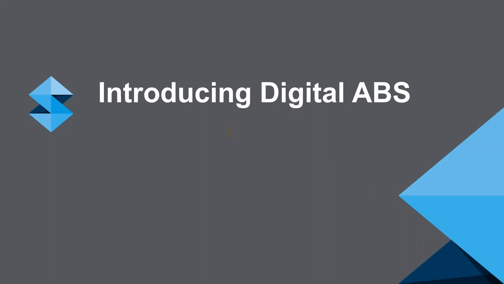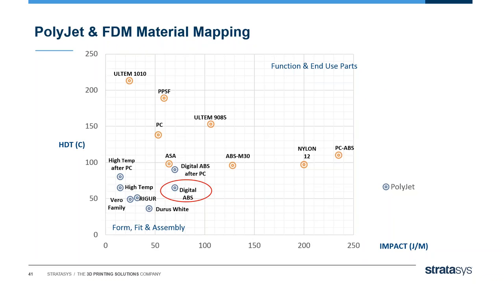Okay, then we're starting into our last section, talking about Digital ABS. Again, we're starting with our mapping. Please remember, we had Rigur and Vero left of Digital ABS. Digital ABS out of the printer is located at an HDT of close to 70 degrees, it's 68 degrees, and with an impact strength of about 70 joules per meter. This is the toughest PolyJet material we have at the moment.